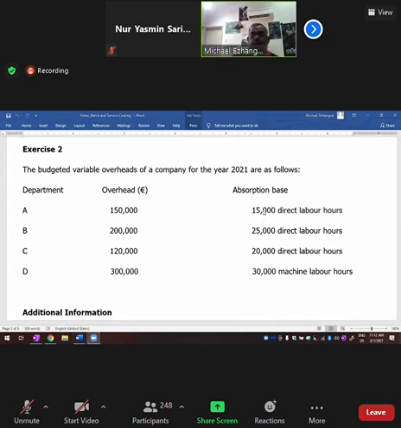Right, okay. Now, if you look at that, the first three is labor hours. Now, the third one, it says machine labor hours. I think there must be a typing error here. I am going to cancel labor and assume machine hours. All right, yeah. I'm going to assume that, right?